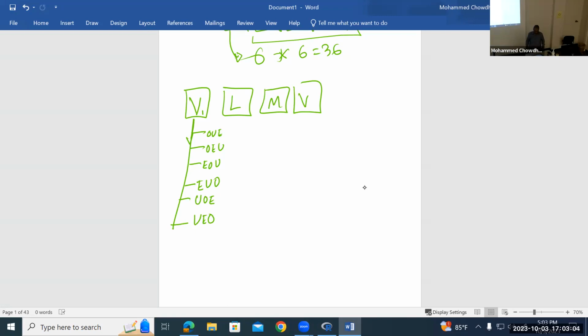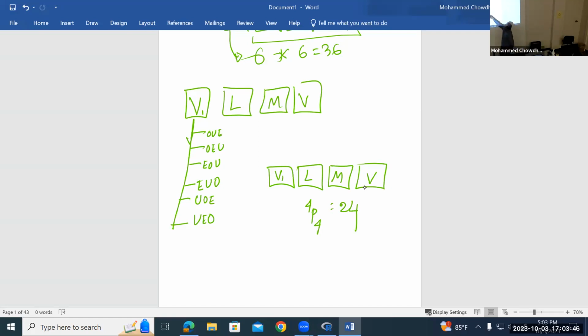Clear, right? Now, these vowels could appear in the first position, in the second position, in the third position, right? Suppose these 4 letters, this is V1 meaning one vowel block, and this is L, M, and V. So these 4 can be arranged in 4 permute 4, which is equal to 24, right? You understand?